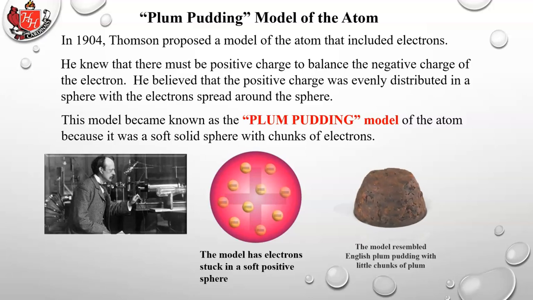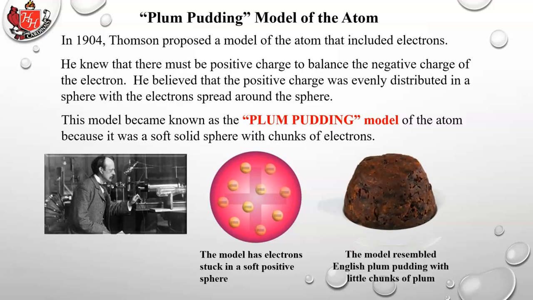This model became known as the plum pudding model of the atom because it was a soft, solid sphere with chunks of electrons. Over on the right there you see, in England, pudding is not what we think of pudding as being. It's kind of a cake type of substance with spices. And so he had that pudding with pieces of plum stuck in it. So that's why it became known as the plum pudding model.